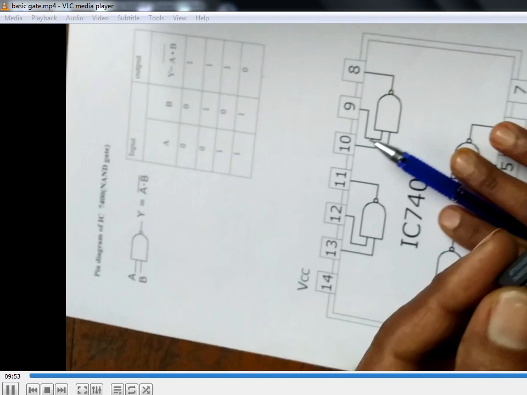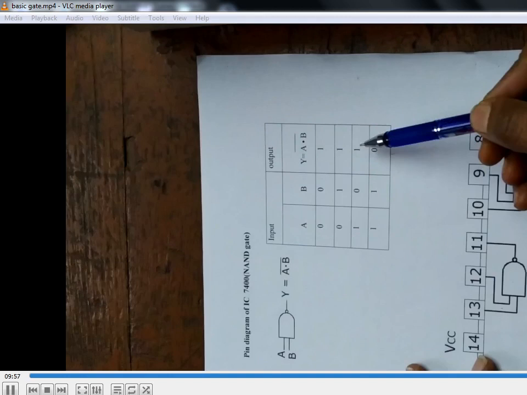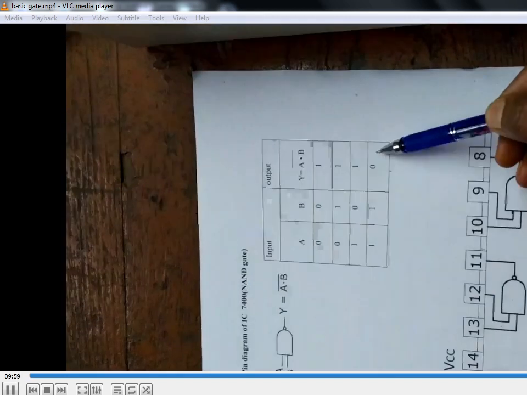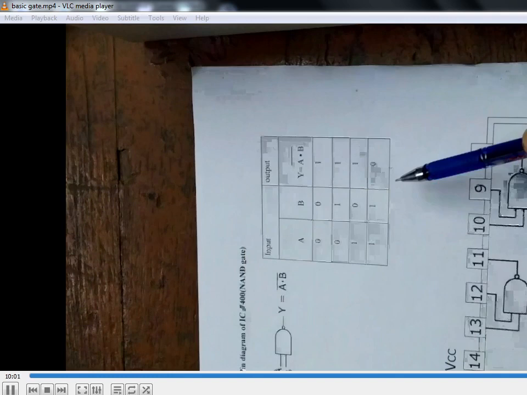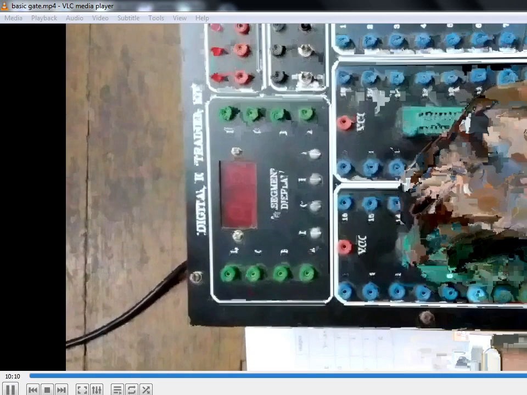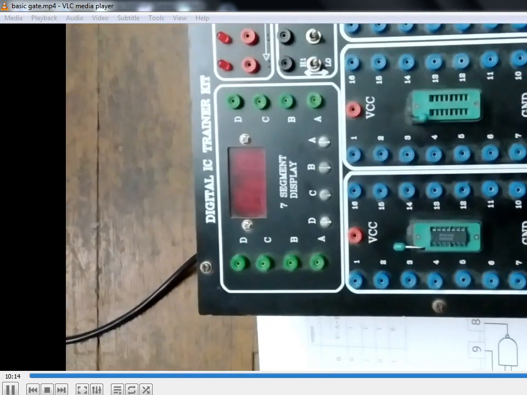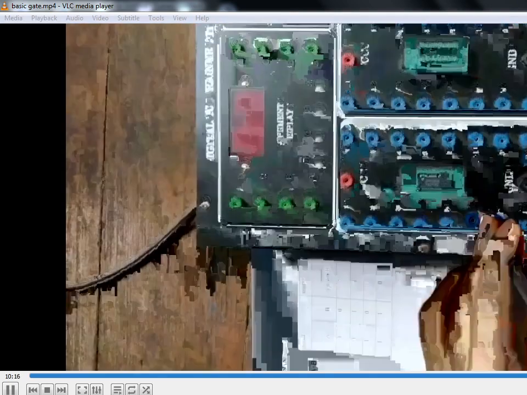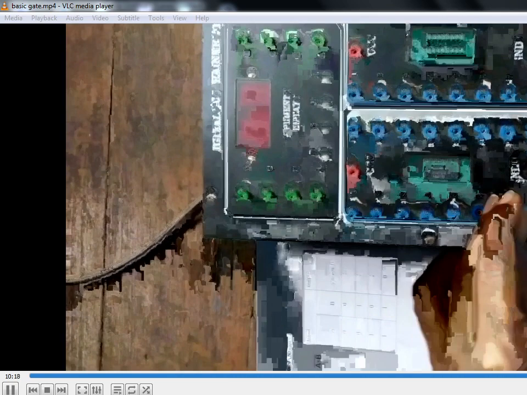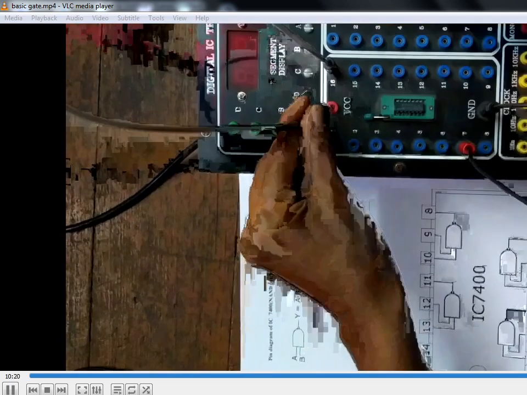Coming to the truth table of this NAND gate, it is completely opposite to that of the truth table of the AND gate. NAND is the combination of NOT and AND gate. Now I am inserting the IC 7400 into the IC socket. According to this pin configuration, pin number 7 is connected to ground and pin number 14 is connected to VCC.